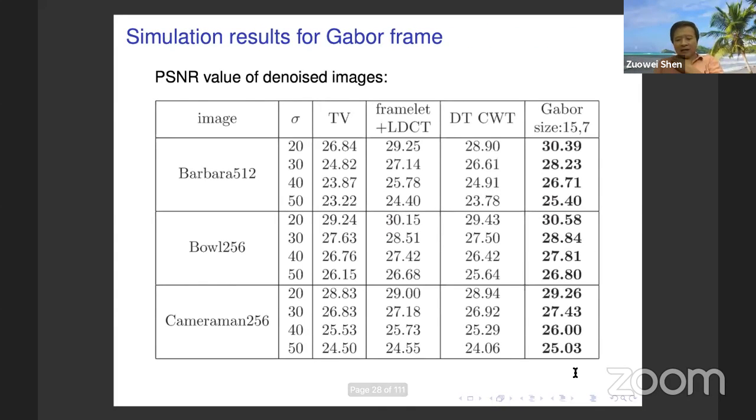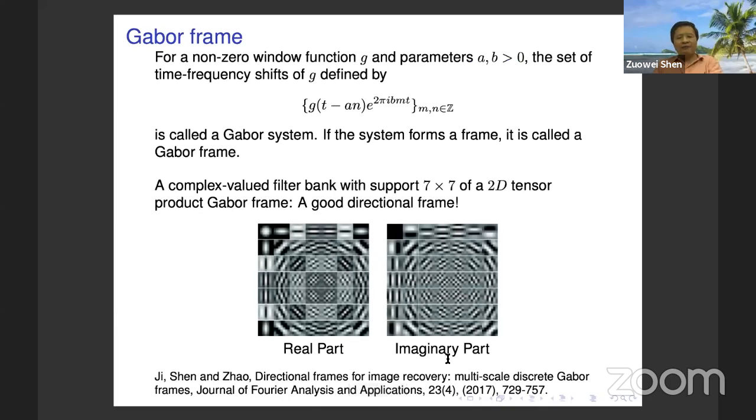But why did people give up the Gabor system and move on to wavelets? Well, let's go back to here. People first complained that your window is one size. You want to scale; the window can be scalable.